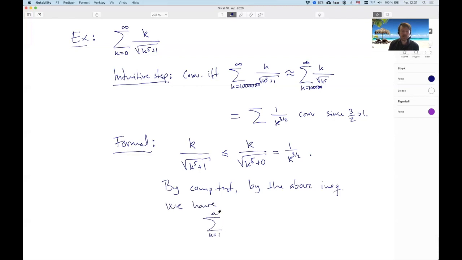1 to infinity, I can start wherever I want. I shouldn't start at 0 because I have 1 over k here. This implies that the sum from k equals 1 to infinity converges, which implies this converges. And if I want, I can use this tail result to say that this thing here converges. And of course, if k equals 0, then this term is 0, so nothing happens. You don't change anything if you just write 0 here.